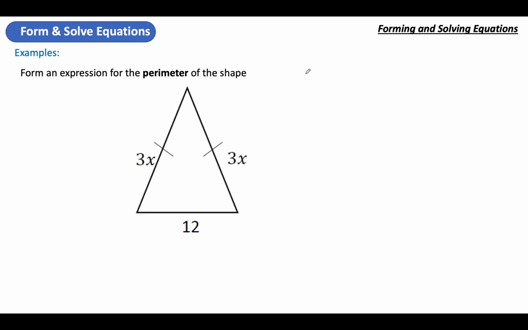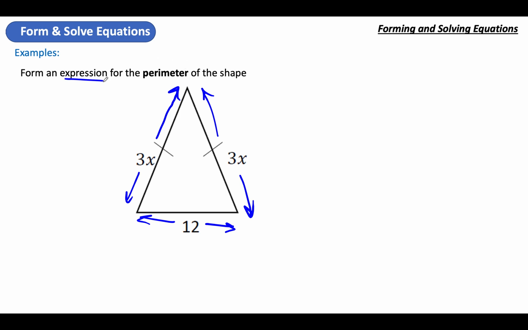Today we're going to form and solve equations. The equations will generally be a bit easier than some of those, but it's the forming bit that's the tricky bit. So here we are, we've got a shape. I've got an isosceles triangle, and it tells me that that side is 3x. So whatever x is, if I times it by 3, that's the length of the side, and the base is 12. There's no units on this, but it doesn't really matter.